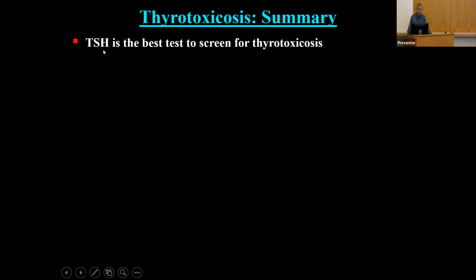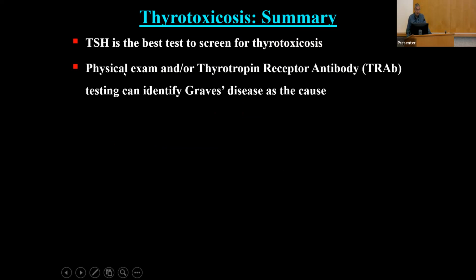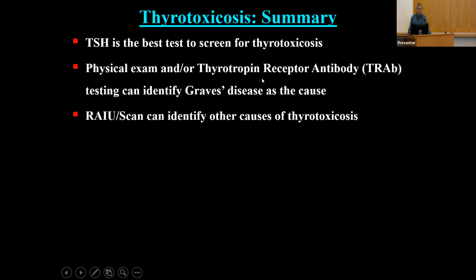So I wanted to summarize and leave plenty of time for questions. TSH is the overall best test to screen for thyrotoxicosis in any disorder of dysfunction of the thyroid gland. A physical examination and/or a TRAB, a thyrotropin receptor antibody, can identify Graves' disease as the cause. And you don't need to do nuclear medicine studies if your physical exam and/or the TRAB indicate that's the cause.